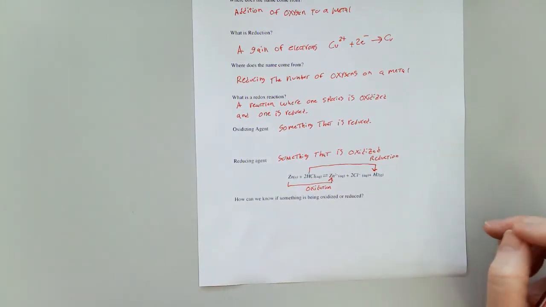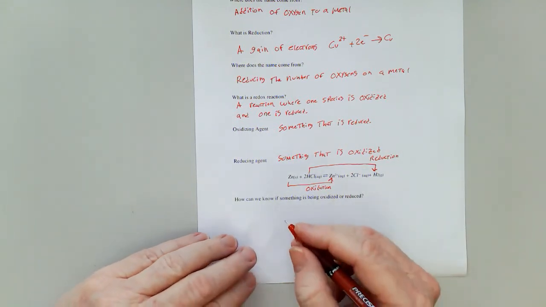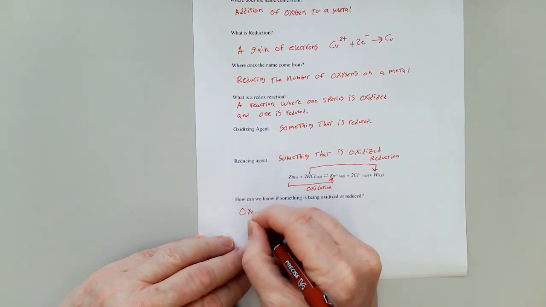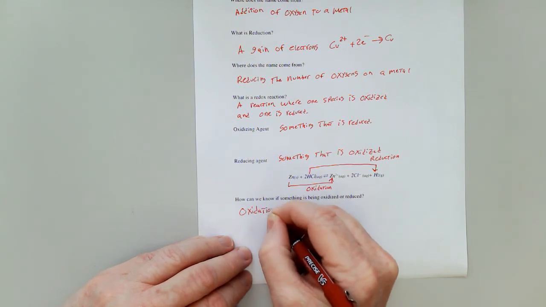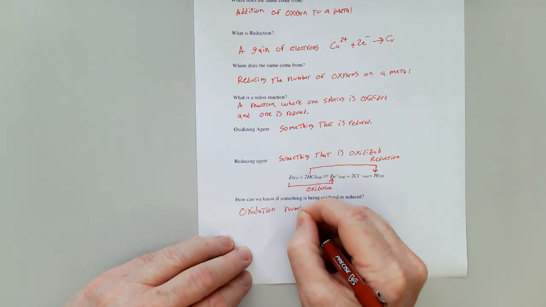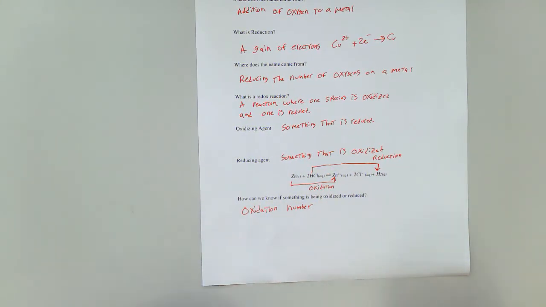How can you tell whether something is being oxidized or reduced? It's going to be a concept called the oxidation number. And that is what we're going to introduce on the next page.